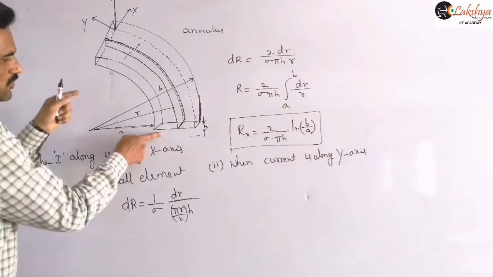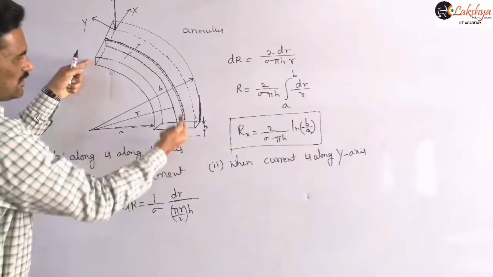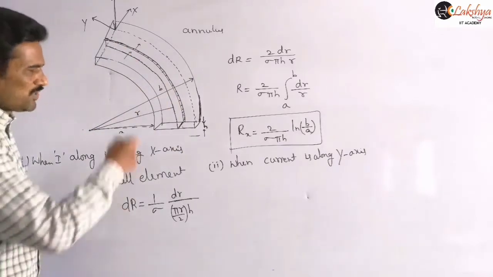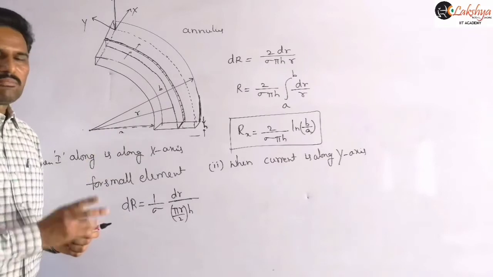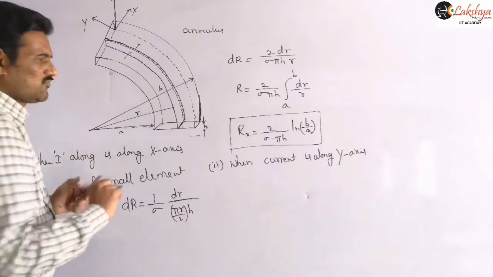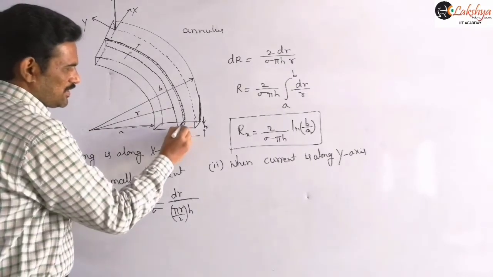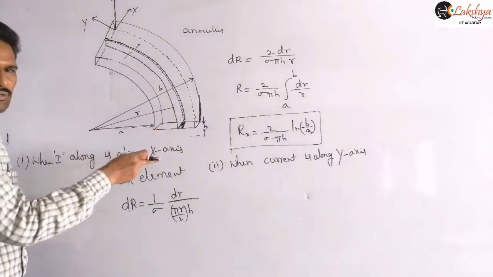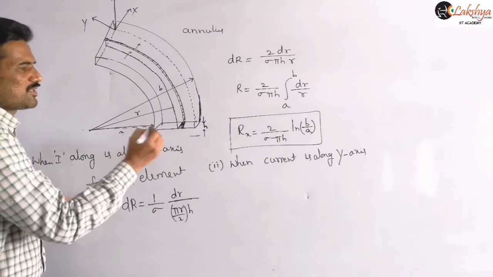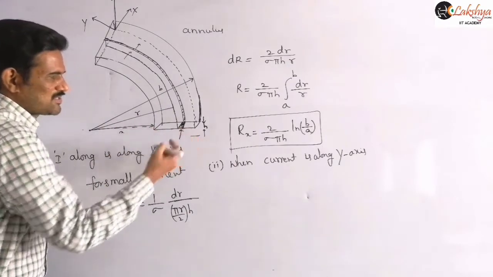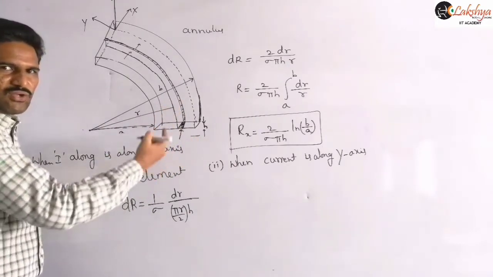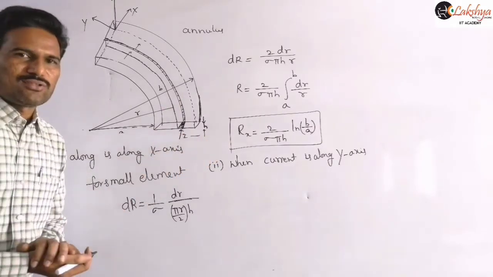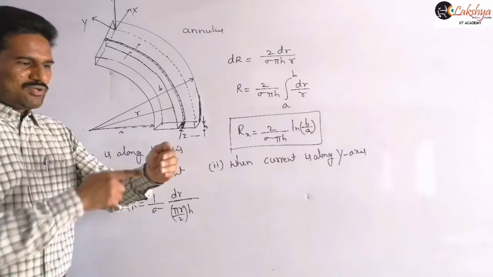So, when you are applying potential difference between this end and this end, then current will flow along this. Now, for this also, we need to take the same element only, but the direction of the flow of the current will be different. So, here again I am taking the same element, right? But now you should remember that current is entering from this side, so current is flowing along this direction when you are calculating along the y-axis.